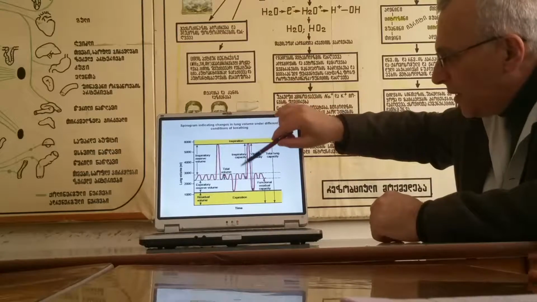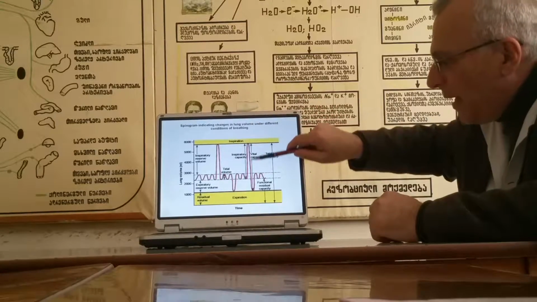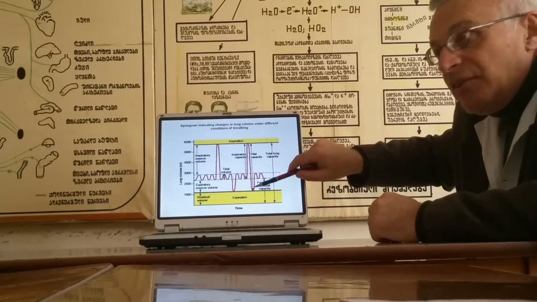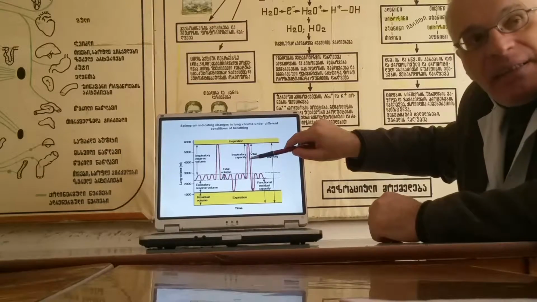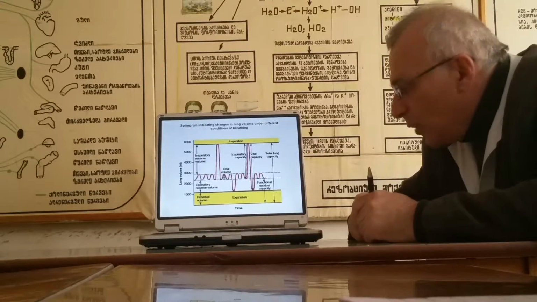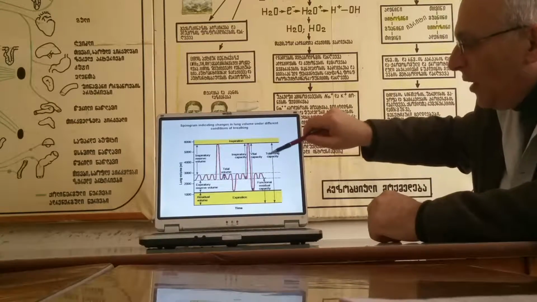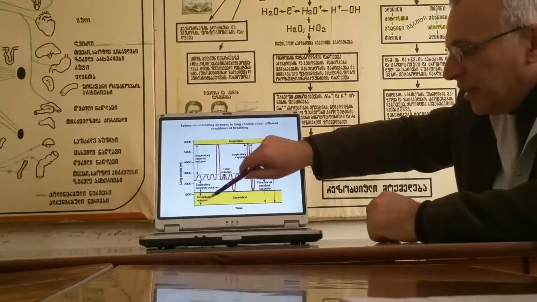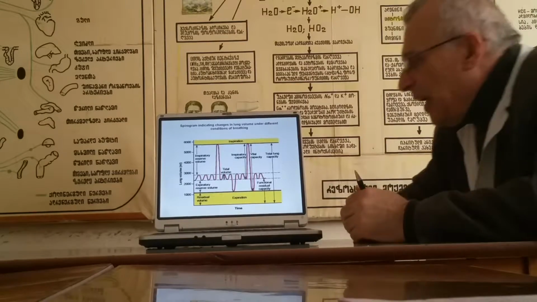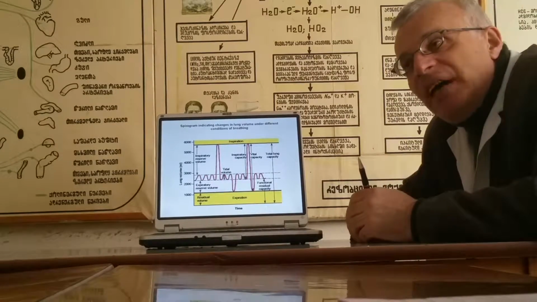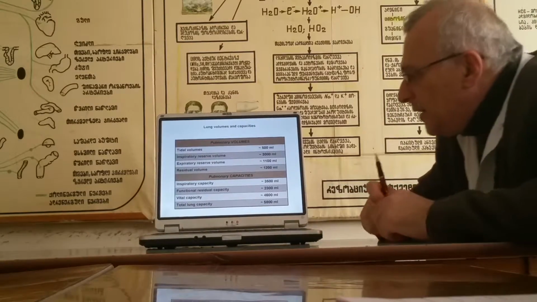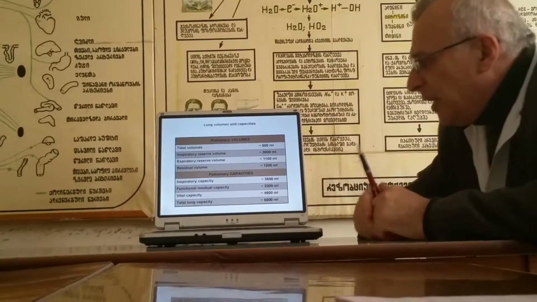milliliters of inspiratory capacity. If we also add the expiratory reserve volume, it's called vital capacity, which is about 4,000, a little bit more. And if we also add the residual volume, it's called total lung capacity. Total lung capacity is about 5,000 milliliters.